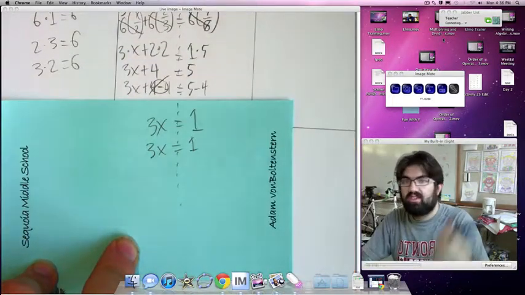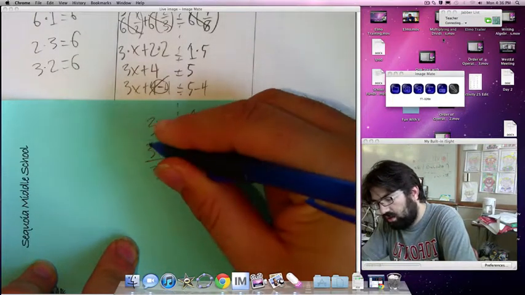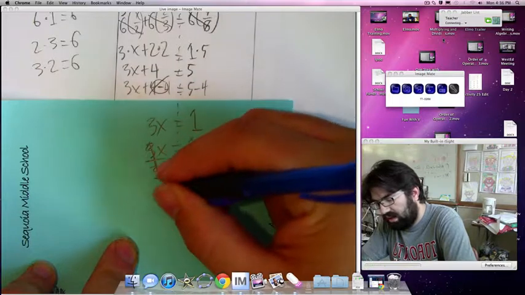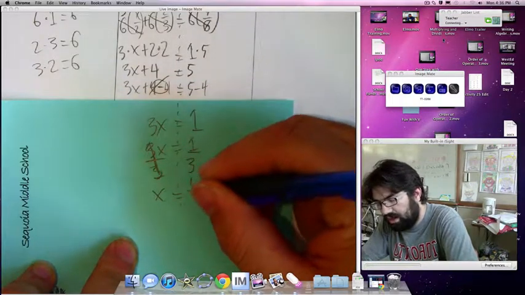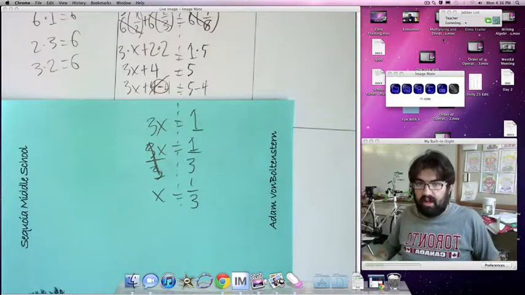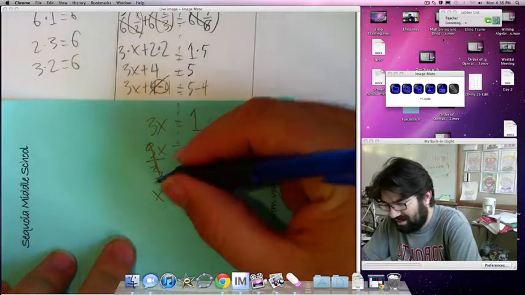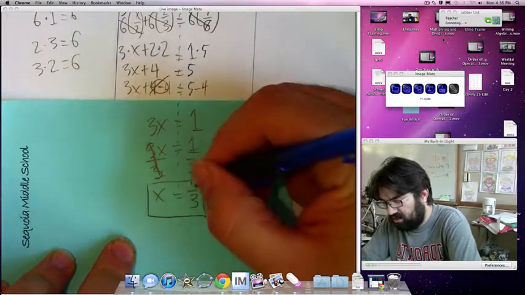Opposite of multiplying is dividing. So 3 divided by 3 is equal to 1. And x is equal to 1/3. Oh my god, x is equal to a fraction. It's okay. Fractions happen. So I'm saying x is equal to 1/3.